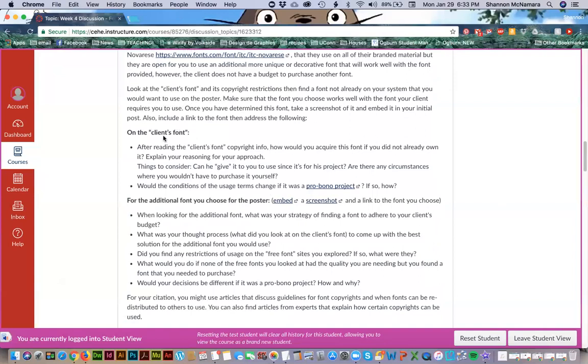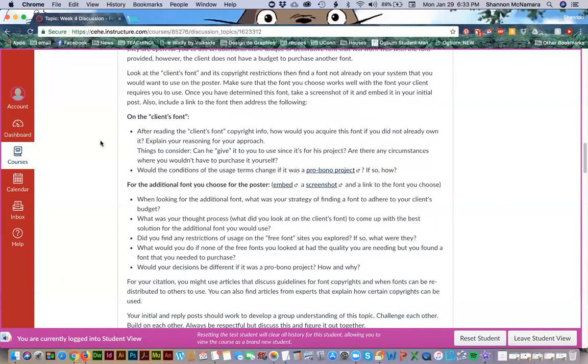On the client's font, which is that Nova Reese, after reading the client's font copyright info, how would you acquire this font if you didn't already own it? Explain your reasoning for this approach. Things to consider: can he give it to you to use since it's for his project? Are there any circumstances where you wouldn't have to purchase it yourself? Would the conditions of the usage terms change if it was a pro bono project?